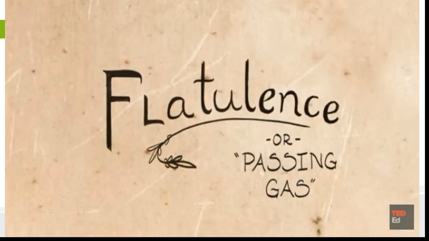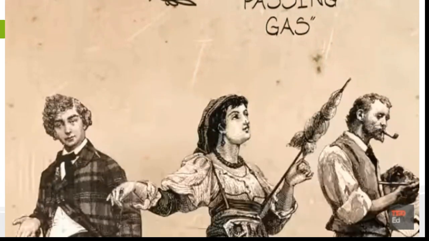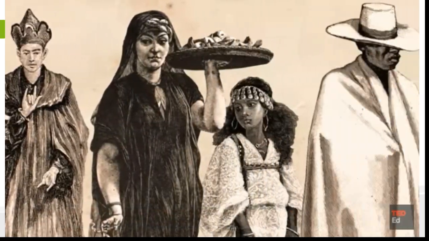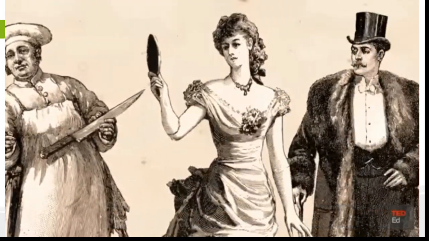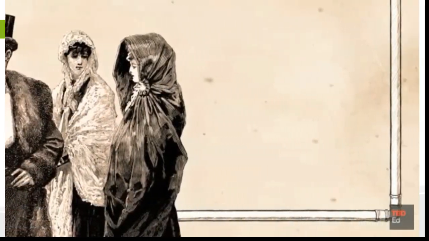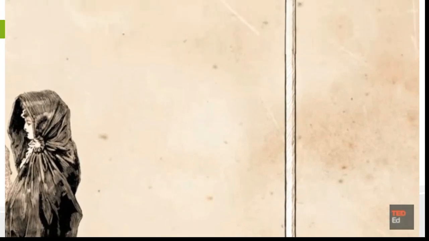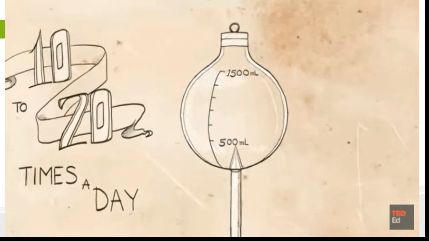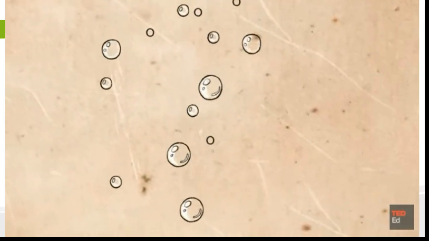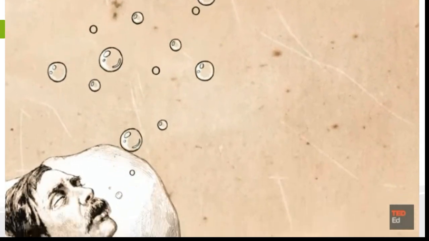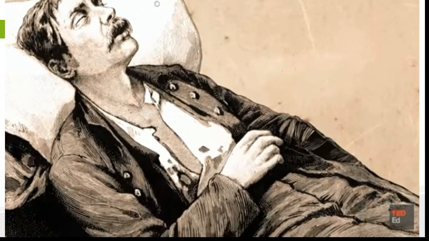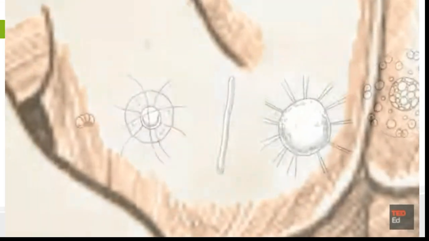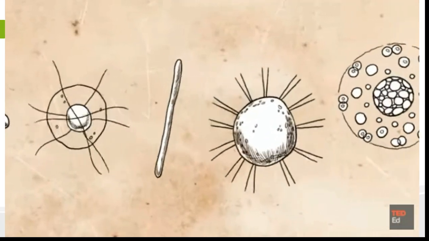Flatulence, or passing gas, is a normal daily phenomenon. Most individuals, yes, that includes you, will make anywhere from 500 to 1500 milliliters of gas and can pass gas 10 to 20 times a day. But where does this bodily gas come from? A small proportion may come from ingesting air during sleep or at other times, but the majority of gas is produced by bacteria in our intestines as they digest parts of food which we cannot.